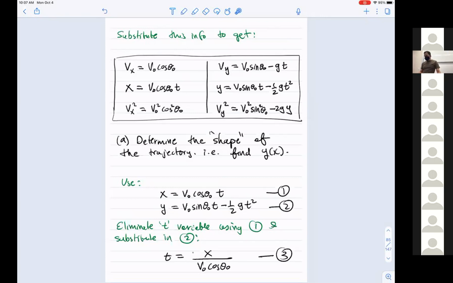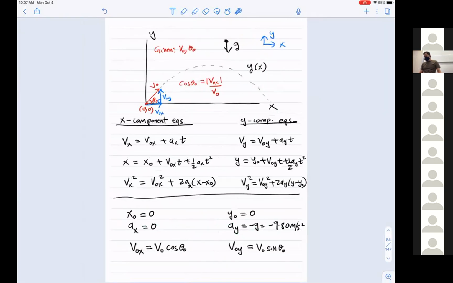So one question may be, what is the shape of the trajectory? That is, find y as a function of x. So here, you can think of this curve as essentially a plot of y as a function of x. For every value of x, there's a particular unique value of y. And so what is that y as a function of x?